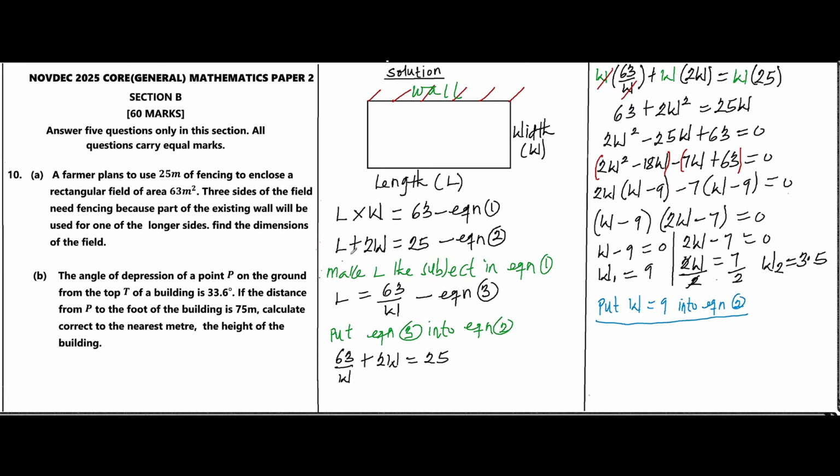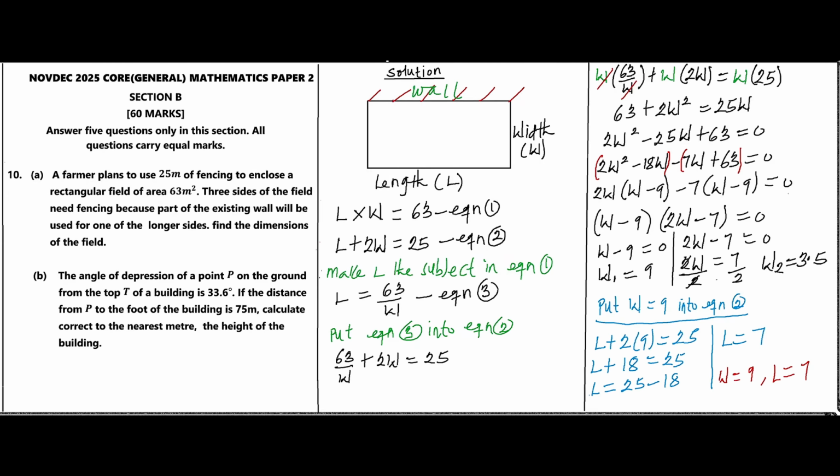So equation 2, this is equation 2. Anywhere we see W, we substitute 9 there. So we have L plus 2 multiplying 9 is equal to 25. So we have L plus 2 times 9, that is 18. This must be equal to 25. So L is equal to 25 minus 18. So see that L is 7. So when W was 9, L gave us 7.